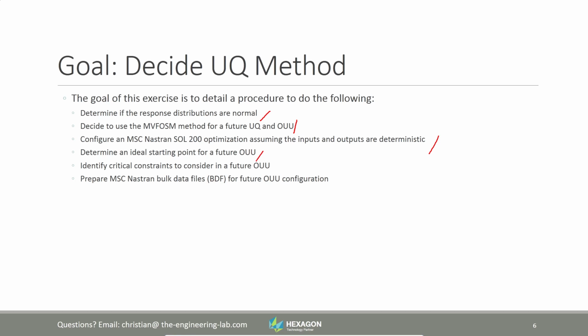Depending on where you start the optimizer, it will either take a long time or a short time to converge to the optimal solution. And then another thing to consider: if you have thousands of constraints, that might cause the UQ to be very expensive. So it's important to reduce the number of constraints as much as possible. So I'll give you some guidance on how to reduce the number of constraints for OUU. And then again, we'll go ahead and configure the bulk data files for future OUU.